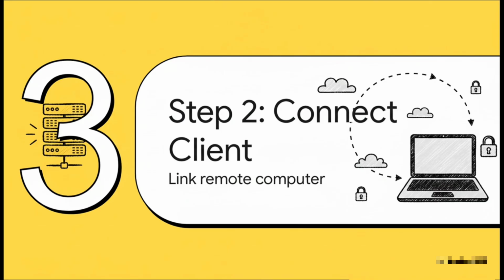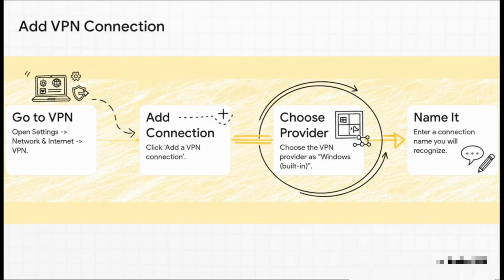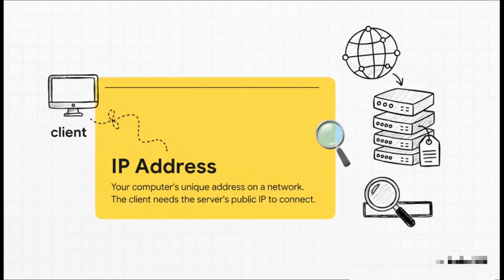We're going to switch gears and move over to our remote computer, what we call the client, and link it up to the server we just brought to life. Okay, so over on your client machine, the laptop you're using at the coffee shop, for example, you're going to dive into the VPN settings. Click to add a new connection. The really important part here is to choose Windows Built-in as the provider, and then just give it a name you'll remember.